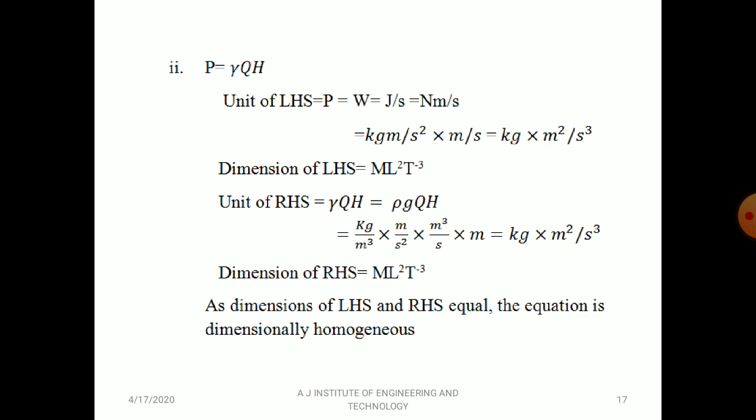Similarly, the unit of RHS, for gamma into QH or rho g QH. The unit of rho is kg per meter cube, g is meter per second square, Q is meter cube per second, and h is meter. So kg meter square per second cube upon simplification. So for the dimension of RHS, replacing kg by capital letter M, meter square by L square and second cube by T cube, the dimension becomes M into L square T to the power minus 3. As the dimensions of LHS and RHS are equal, the equation is dimensionally homogeneous. So the dimension is equal on both sides.